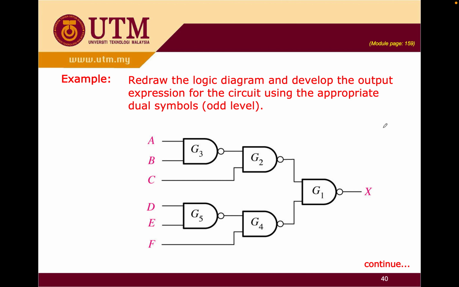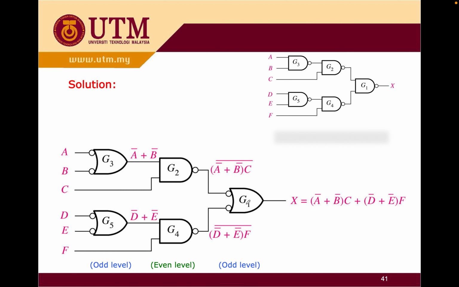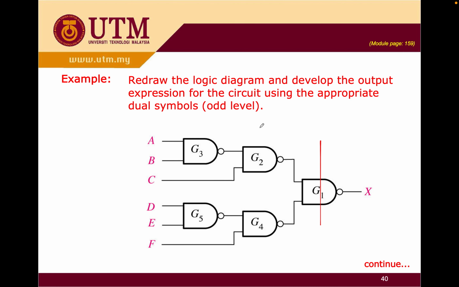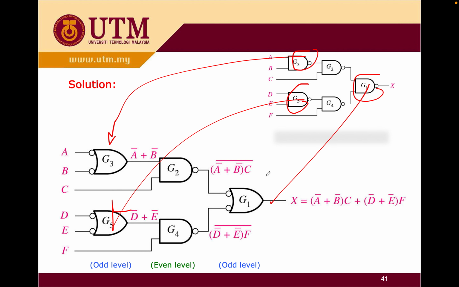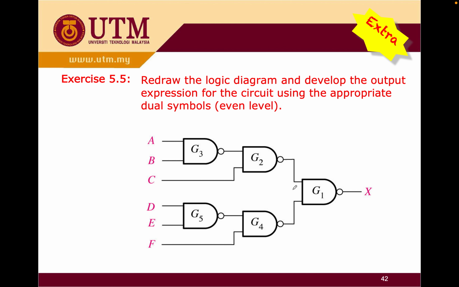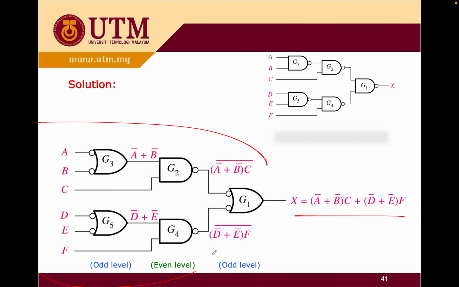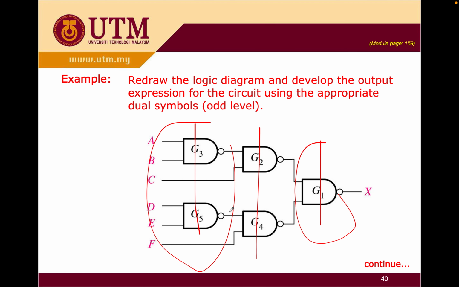Okay, this is one example. You can see, redraw the logic circuit. It's already mentioned that it is the odd level. So you only need to change or affect your odd level using the dual symbol. This one is NAND only, right? So you need to change it to be the negative OR. First you can see here is your odd level, and then your even, and then odd. So this part you need to change, and this part also. From here you will have the negative OR. This one you have the negative OR. This is also a negative OR there. And you have the final answer, but this is the redrawing that it asks you to do for the dual symbol.